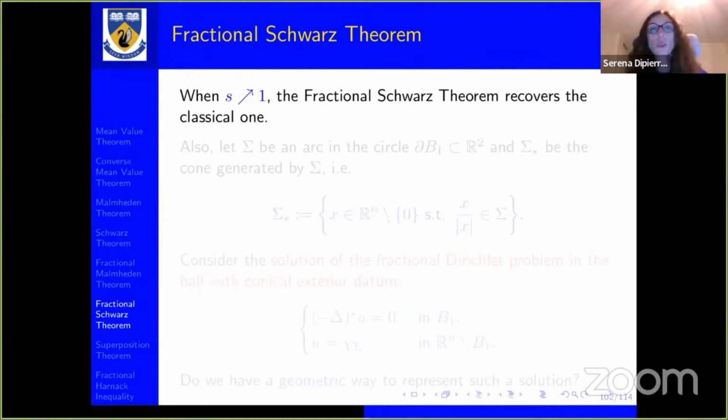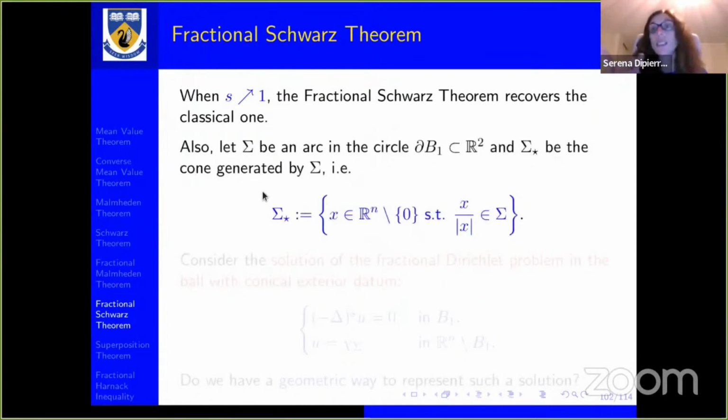And here you can do the same, just that here, of course, you have to define a function everywhere. So if you fix an arc sigma on the circle, the boundary of B1, now I'm in R2, I call sigma star the cone generated by sigma. So sigma star is the set of points such that the direction, x divided by the norm of x, belongs to sigma. So once I have an arc on B1, I have to take the cone generated by this arc.